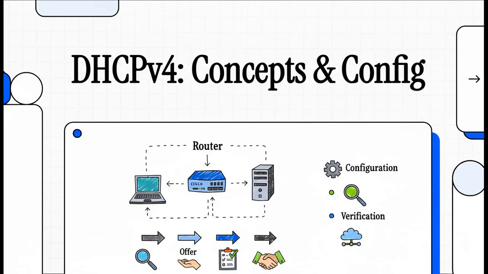Welcome back. Today, we're going to pull back the curtain on one of the unsung heroes of networking, DHCPv4. We'll break down how it works, how you can actually configure it on a Cisco IOS router, and, maybe most importantly, how to prove it's doing its job. All right, let's get right into it.